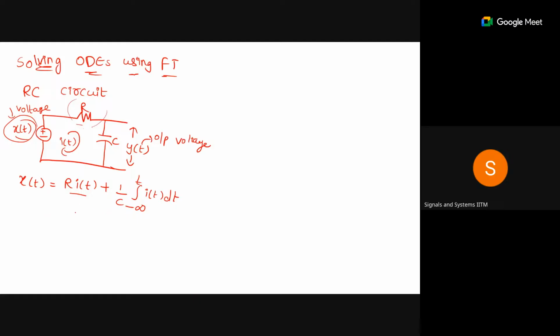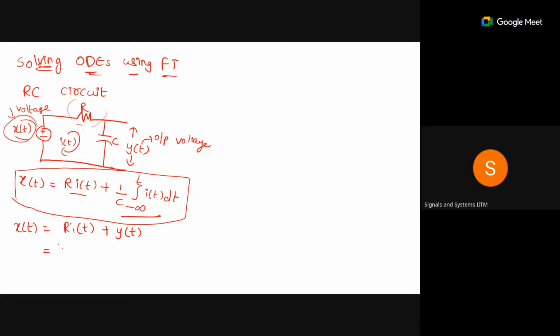I have used KVL in this. So x of t will be R i of t plus... So this is a voltage, right? This can be represented as phi of t.